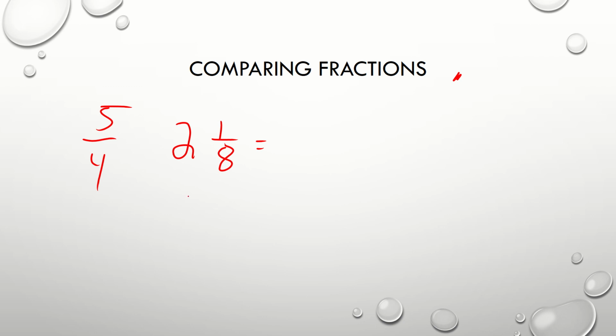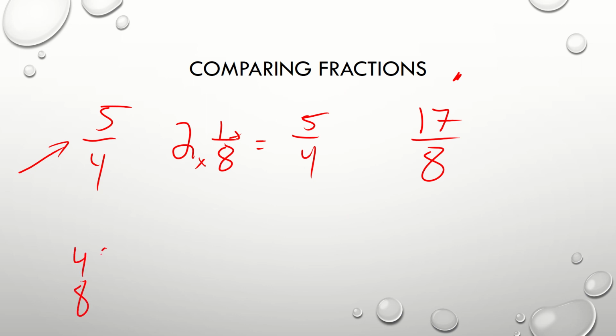So here what we're going to do first is we have our improper fraction already, so I'm going to write 5 over 4 over here. Now, looking at this mixed number, I have to go 2 times 8. Remember how we convert: we get 16 plus 1 is 17 over 8. Pretty easy step. Now we need to find a common denominator between 4 and 8. Well, 4, 8, and we have 8. So here we have to do absolutely nothing.